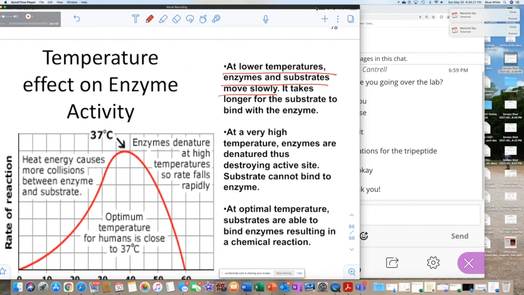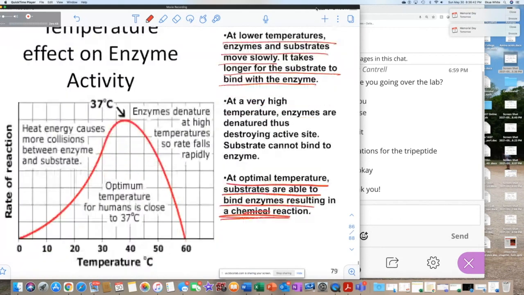Okay, at lower temperatures, enzyme and substrate move slowly. It takes longer for the substrate to bind with the enzyme. Therefore, at a higher temperature, not too high, at an optimal temperature, substrate and enzymes are able to bind, resulting in a chemical reaction. When the temperature is too low.